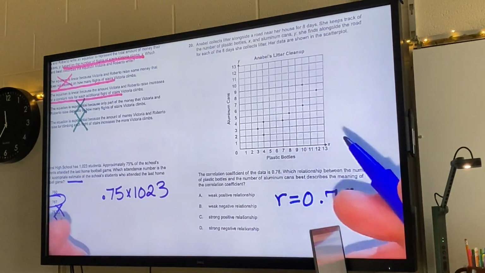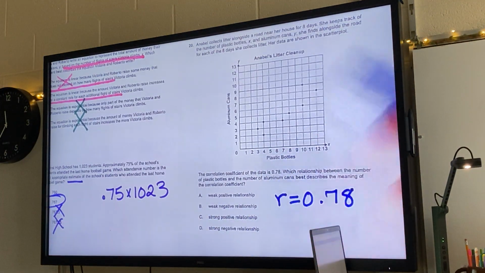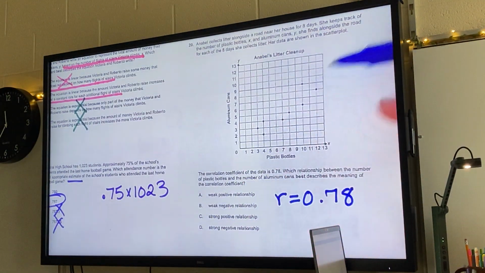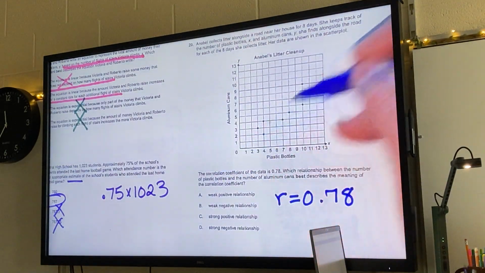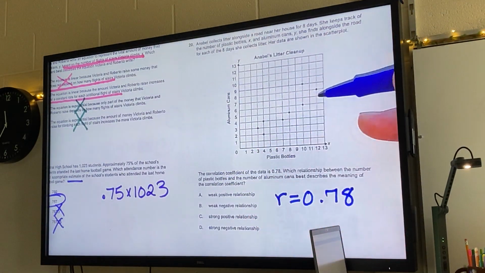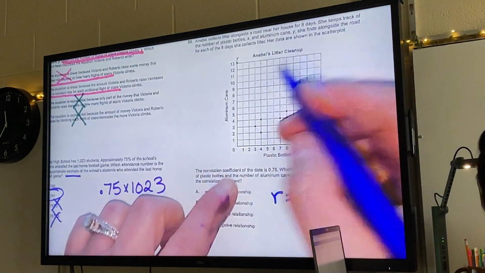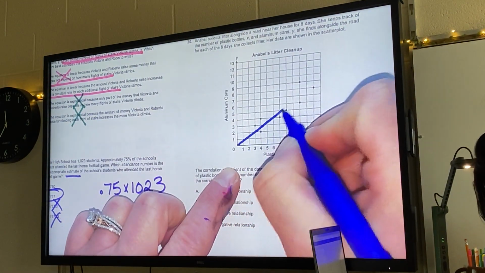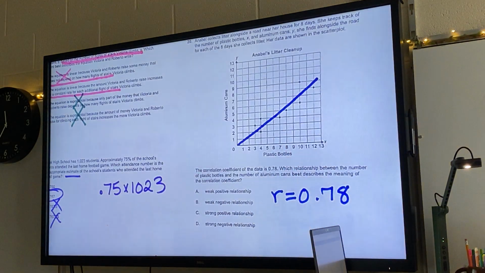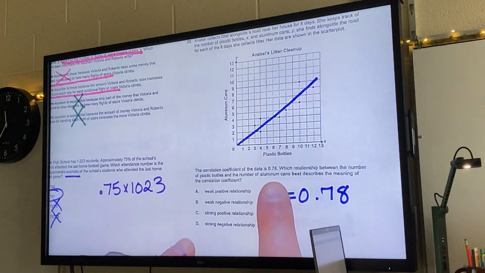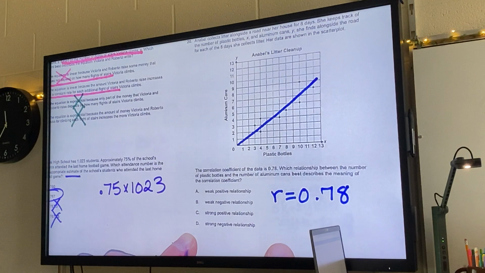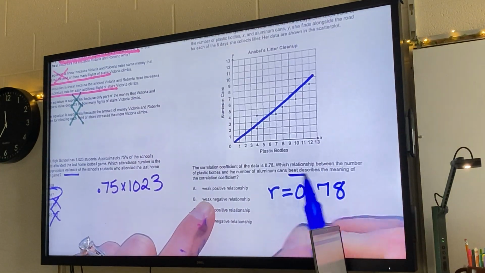If you wanted to, with your plotted points, you could draw, what do you call this? When you draw that to best represent the data? Line of best fit. So if we wanted to, I'm not going to, well, I could whip out a ruler. I'm going to sketch kind of what I would see as a line of best fit here. It says, it would be C, a strong positive relationship. It says which best describes the meaning.